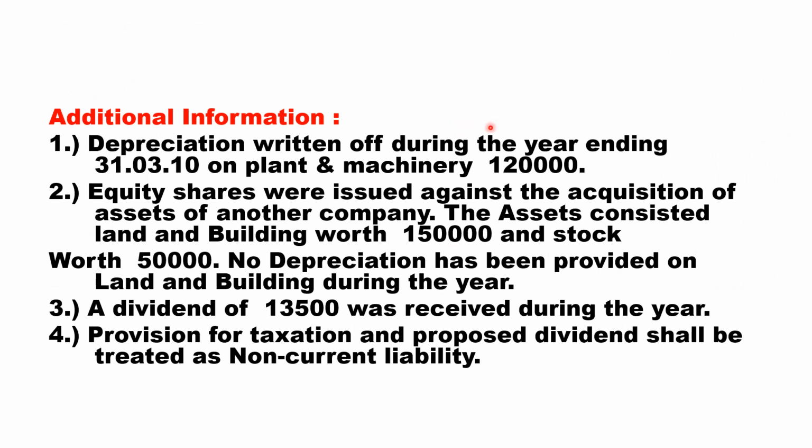Depreciation written off during the year ended 31/3/10 on plant and machinery is 1,20,000. As explained earlier, all adjustments will come in two places. So 1,20,000 will come in plant and machinery account and operating activity.